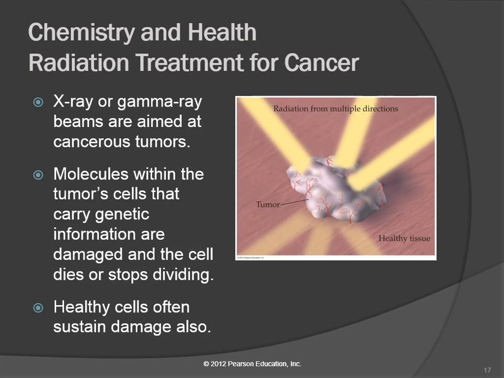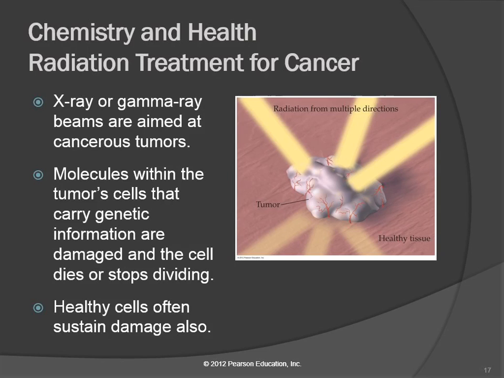I know some of you are headed into the healthcare field. This is a really interesting application of science here. So if you've got a tumor, especially if it's in the middle of your brain where they can't just cut you open and remove it, how do you get rid of the tumor without killing the patient? Well, you can use X-rays or gamma rays to kill the tumor, but it also causes damage to the healthy tissue that it goes through.